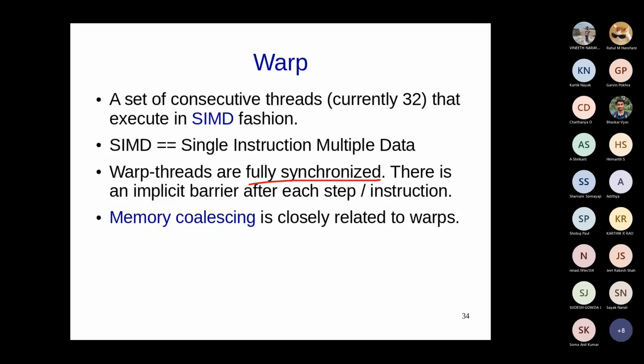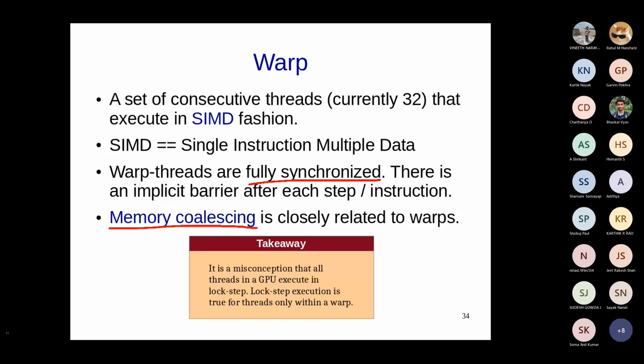Memory coalescing is related to memory optimization, which I will skip for now, but that is something which definitely needs to be taken care of if you want to write an efficient GPU program. It has a very close connection with warps.